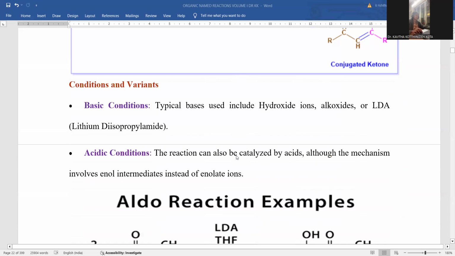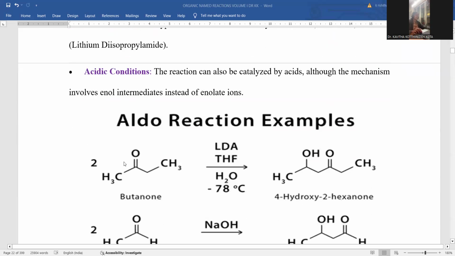What conditions will facilitate this kind of reaction? Basic conditions are more susceptible for the removal of the acidic proton from the alpha carbon atom, so that bases like hydroxides, alkoxides, and lithium diisopropylamide are all suitable bases to accomplish the aldol condensation reaction. Even acidic medium is also required for the protonation. Although the mechanism involves an intermediate enolate ion formation, acidic conditions are required at the completion of the reaction.